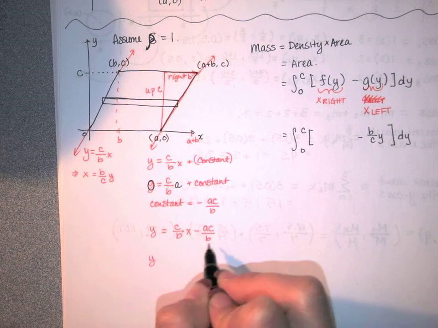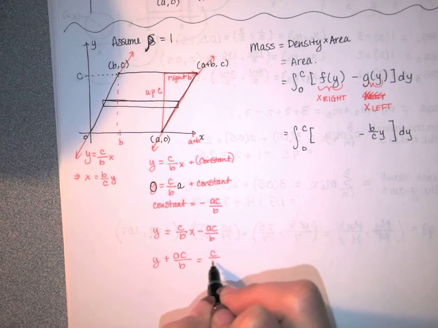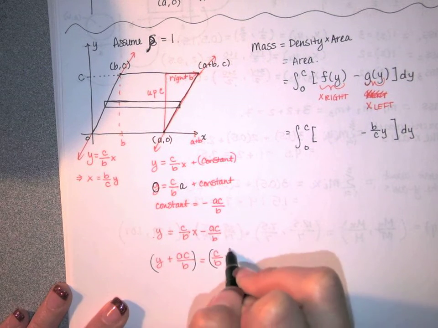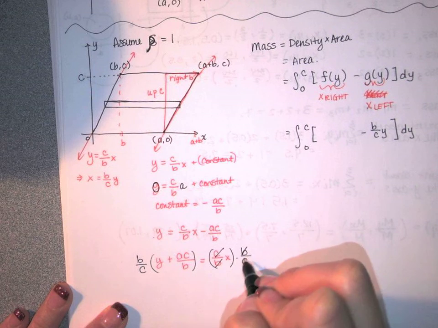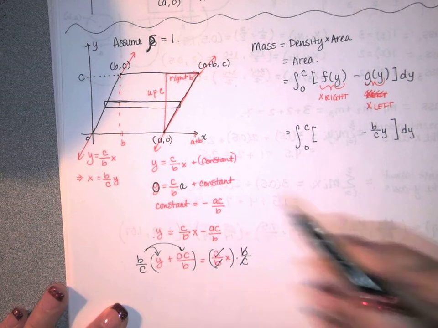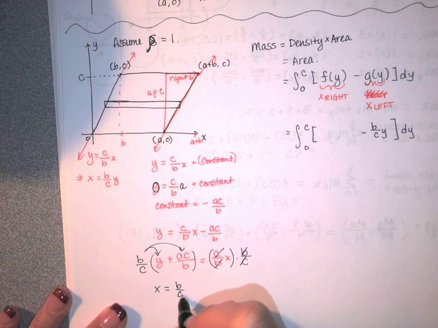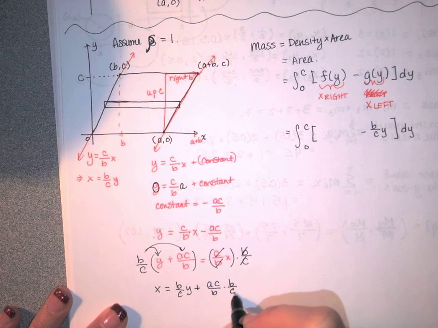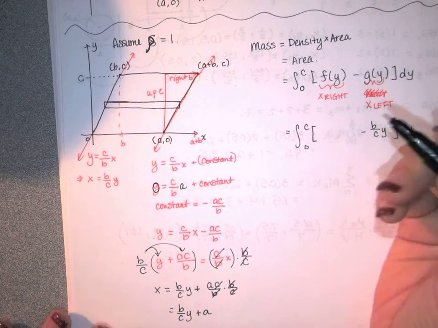So I have y, I'm going to add that to both sides. Y plus AC over b equals c over b times x. And then we're going to multiply both sides by the reciprocal, so multiply by b over c. Those reduce, distribute, distribute. And you get x equals b over c times y plus a times c over b times b over c. Those reduce, and we end up with b over c times y plus a. And that's convenient. Look what happens.